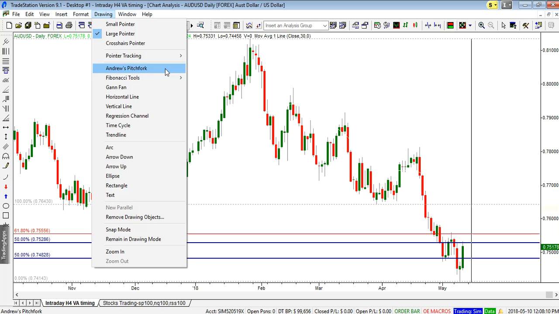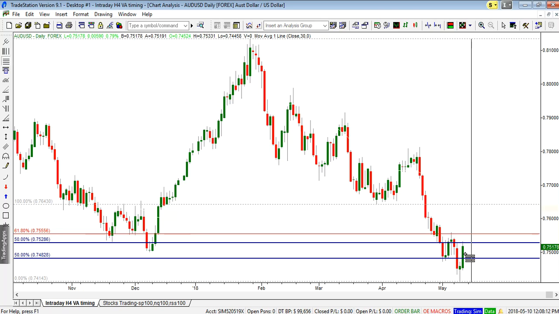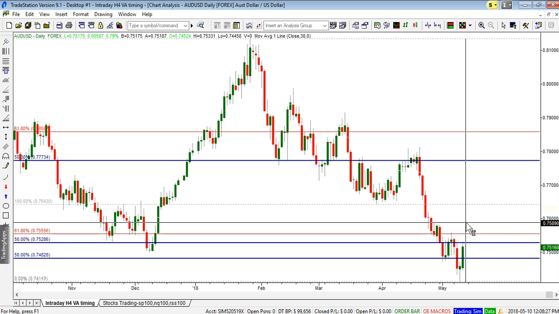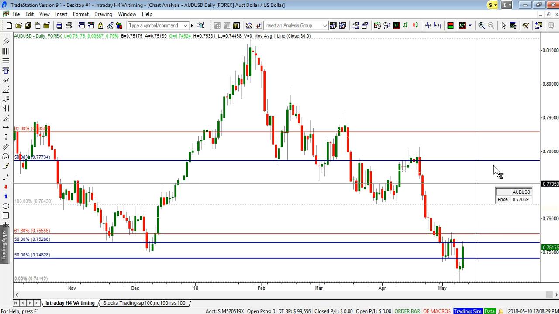Now if we break the 75.55, technically this market is a buy. It means that it's a confirmation that algos at the 74.82 have actually participated, and if that's the case, what we're looking for in this market is breaking up, coming back, and then we can get into a long. That's what we are looking for in this market.